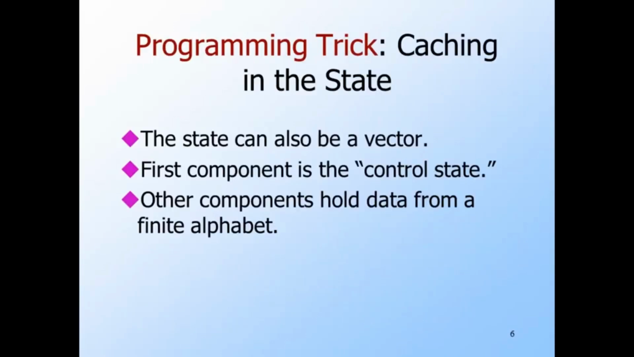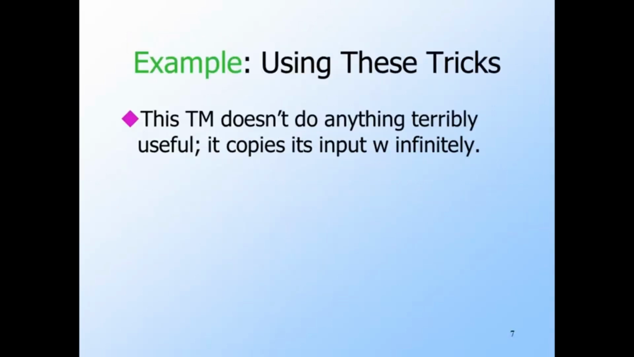A similar trick is to think of the state as a vector, with each component from some finite alphabet. The first component is used to control operation, what we normally think of as the state. But other components are used as a cache to hold values the Turing machine needs to remember. Typically these values are bits or tape symbols, but they can be anything as long as they are chosen from a finite alphabet. Here's an example that will illustrate the 3 tricks we talked about.